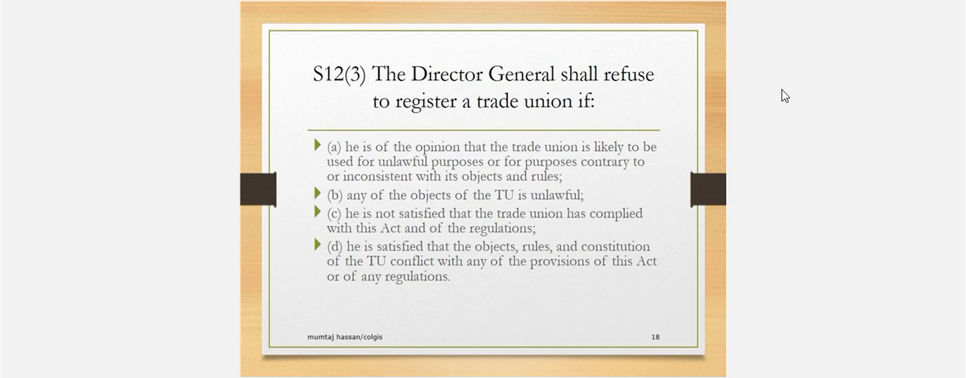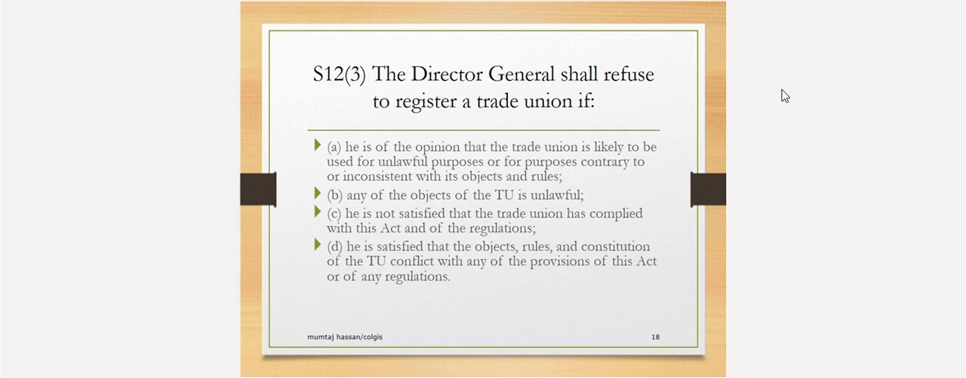Or any of the objects of the trade union is unlawful, because we have to send the memorandum for registration. So if you look at the objective and it is unlawful, then he can reject. Or he is not satisfied the trade union has complied with the Act and also with the regulations, and he is satisfied that the object, rules and constitution of the trade union conflict with any provision of the Act or the regulations. So here is where it's unlawful. B, C, and D: it is unlawful, or you have not followed the rules on the registration or the law on the trade union.